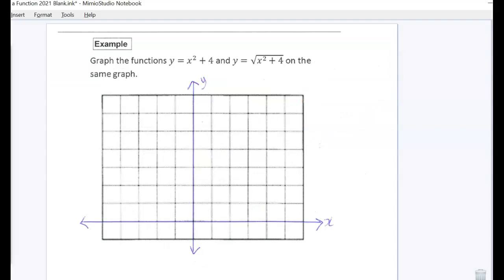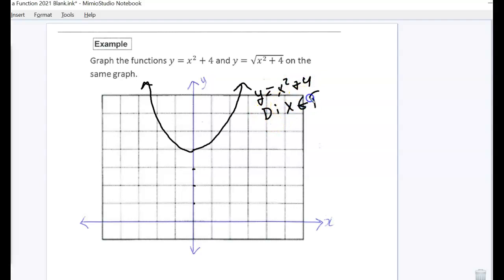All right, let's try one more. This time we have y equals x squared plus 4 and the square root of y equals x squared plus 4. Well, y equals x squared plus 4 is a parabola shifted 4 units up. So it's going to look something like this. So there's y equals x squared plus 4.